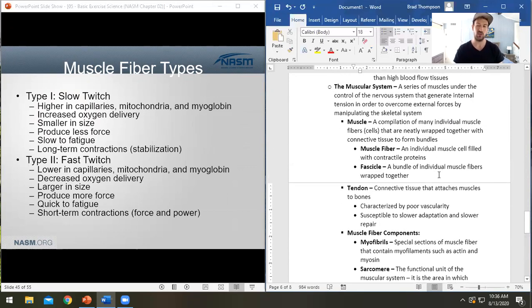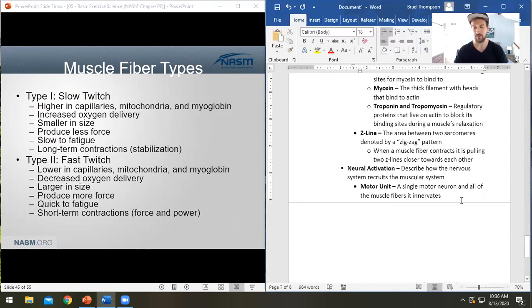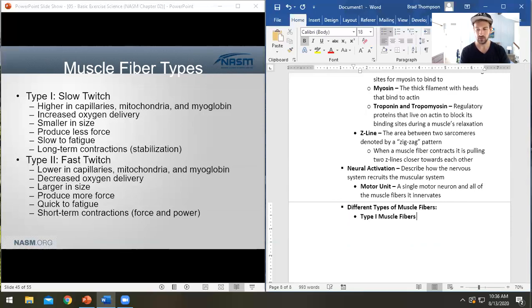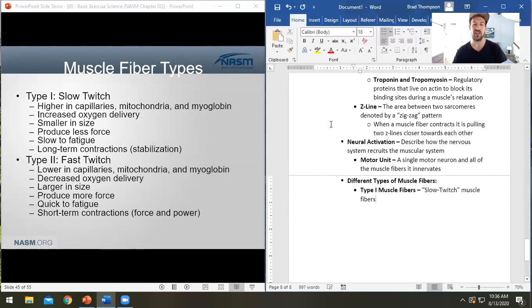So this is what's kind of cool. You do have some different muscle fibers, right? So we have different types of muscle fibers. Okay, so you are going to have what are called type 1 muscle fibers. These are your slow twitch muscle fibers.